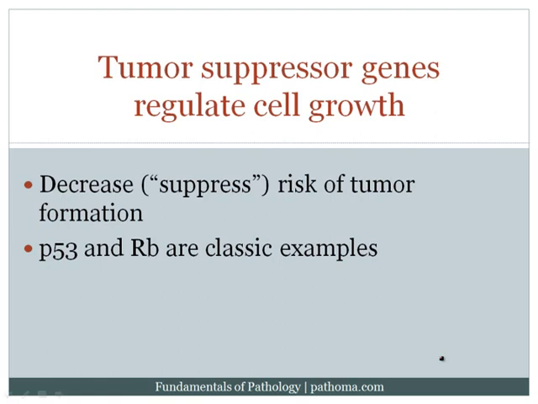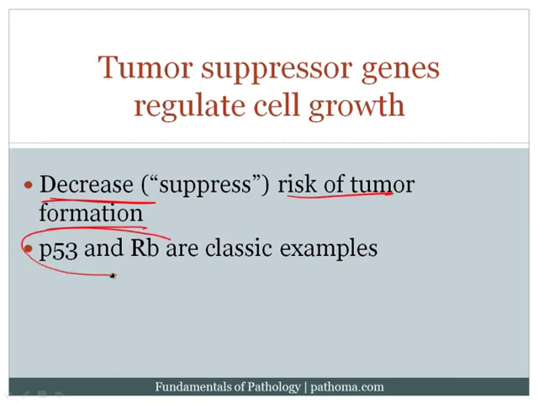Another key regulatory system that can be damaged are tumor suppressor genes. And what do tumor suppressor genes do? They regulate cell growth. And so this is the discussion that we now want to have: what are tumor suppressor genes and how could they result in tumor formation? So the key idea here is that tumor suppressor genes decrease, i.e. suppress, the risk of tumor formation.